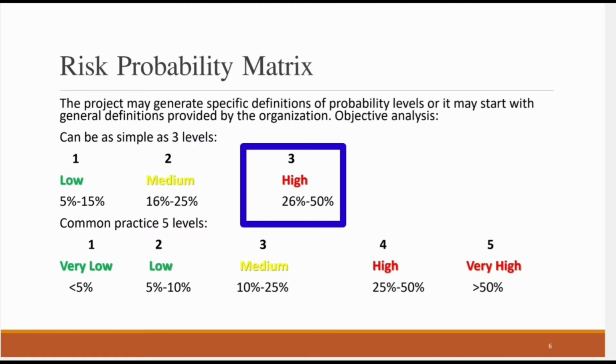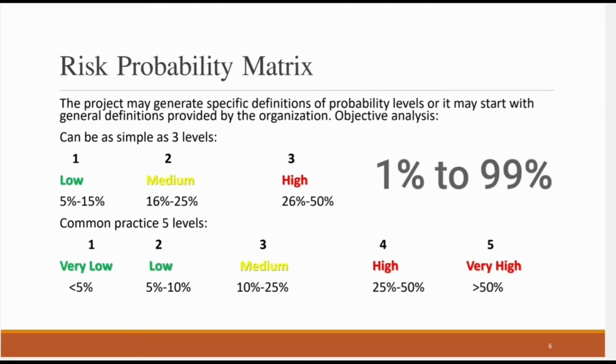Now, when we say the word probability, it ranges from 0 to 100. Zero means it has no probability. 100 means it's a fact. It's not a risk anymore. Risk means it might or might not happen, and it has a probability of happening or not happening. So if it has a probability of 100% to happen, that's not a risk anymore. And if it has 0 probability to happen, it means it will never happen. So the probability ranges between 1 and 99.